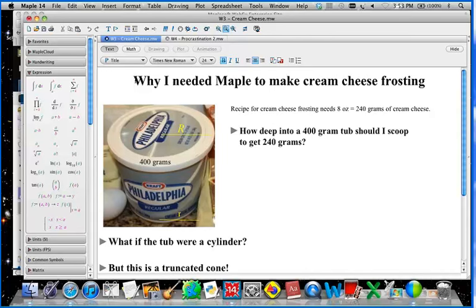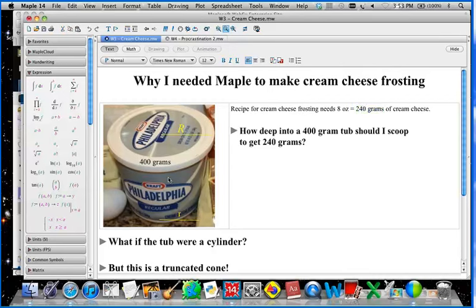This is a problem that I actually wind up having to solve. I was in the kitchen making cream cheese frosting with my kids because we were making a cake for mom. We had a recipe for cream cheese frosting. It asked for 8 ounces, which is an American measure. In Canada, where I live, we measure things in grams. So that's about 240 grams.